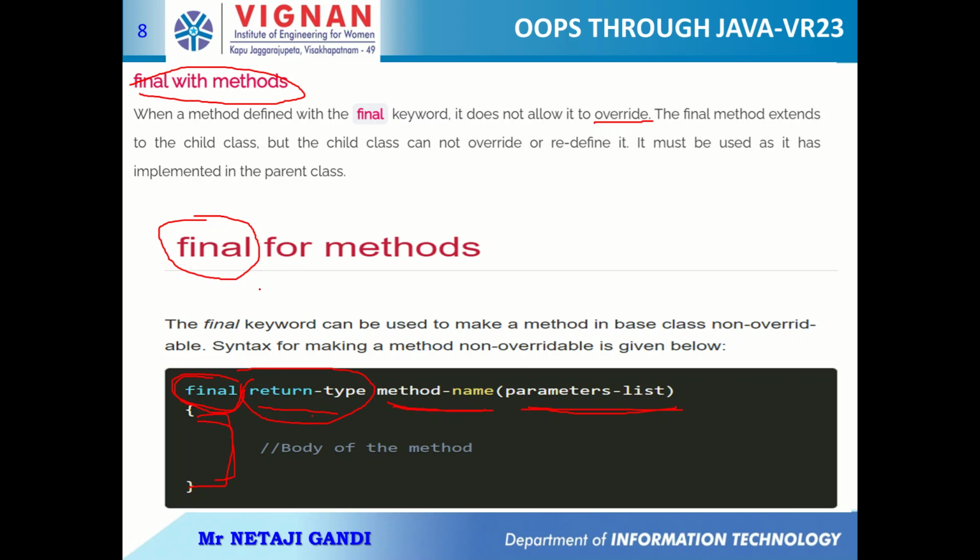First of all, you can apply the final keyword to the method. What is the advantage here? To avoid overriding. Let us take an example. What is meant by overriding?